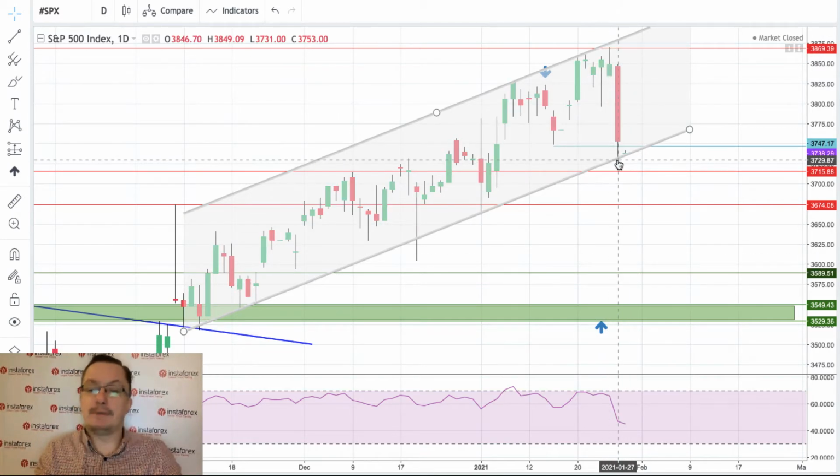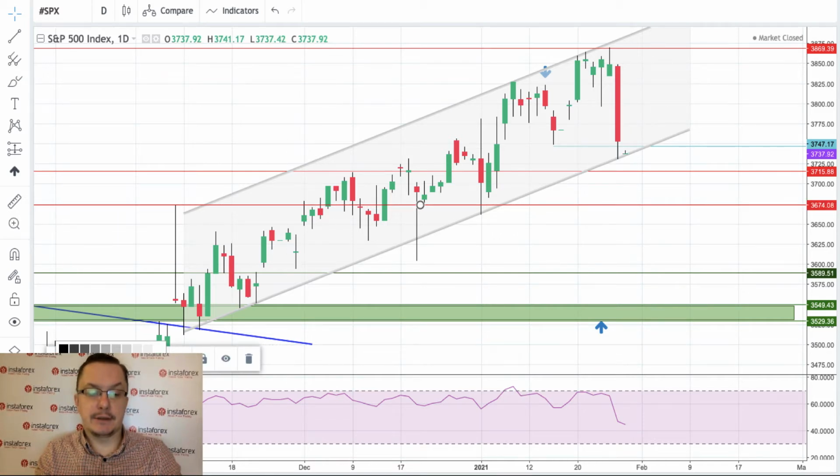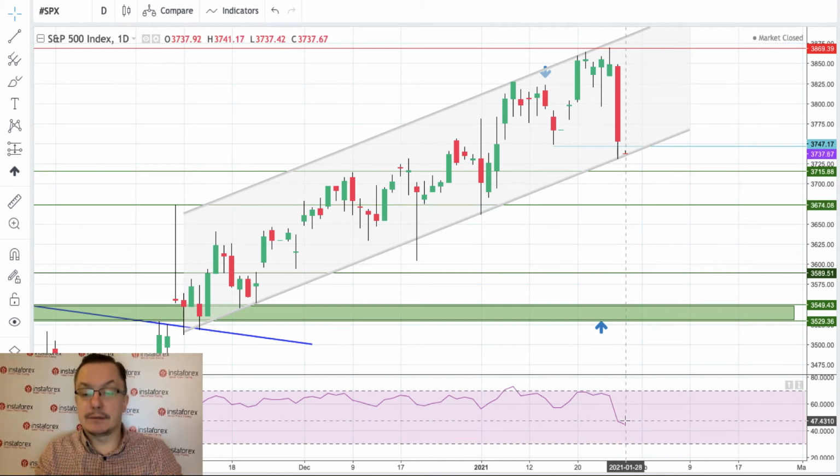So far, please pay attention to this upper channel line and the two nearest technical support levels. Let's make it green because it's support. It might be resistance tomorrow, but so far it's support. So green lines, please pay attention to them, and it looks like we got some momentum down.